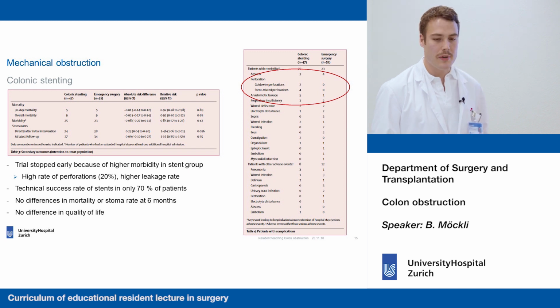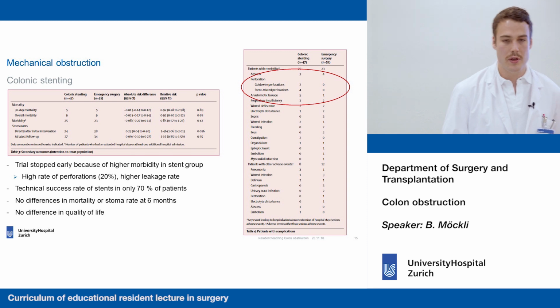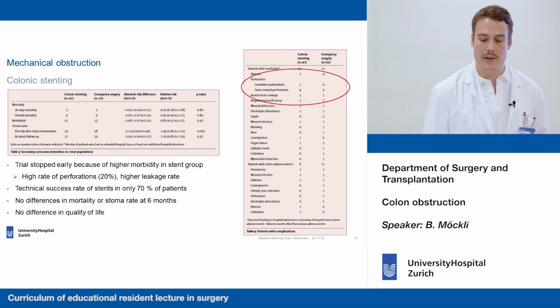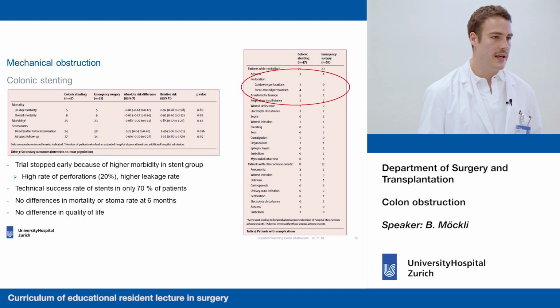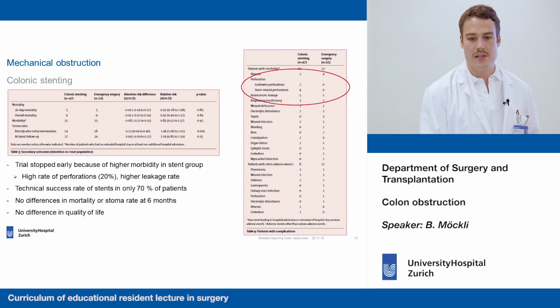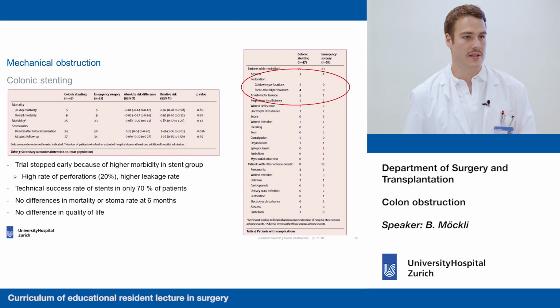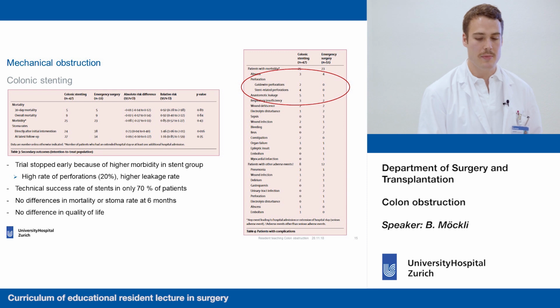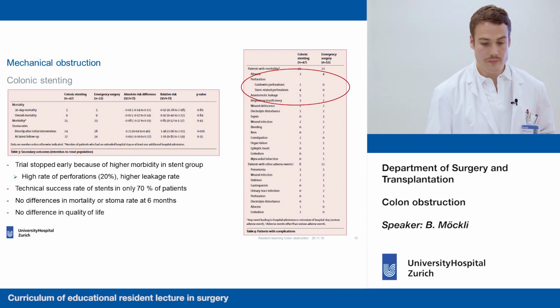Their findings were quite surprising: the trial had to be stopped because of higher morbidity in the stent group. They had a high perforation rate, which was 20%, and also a higher leakage rate. What was a little special about this study is that they included all the complications from the stent placement, but also from the resection that was done during the same admission, so not only the stent placement, and compared this to the initial resection.